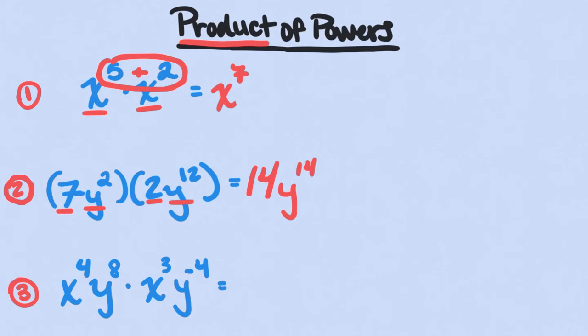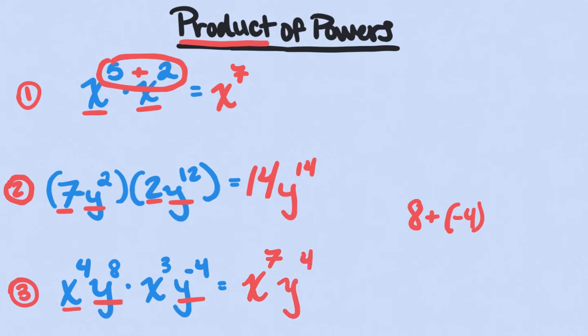And now let's do the last one. So we have x to the 4th power, y to the 8th power, times x to the 3rd power, y to the negative 4th power. So it's important to note, we can't multiply this x with this y. We need to keep the same bases being multiplied together. So we can multiply x to the 4th with x to the 3rd, and that's going to give us x to the 7th power. Now we do y to the 8th times y to the negative 4th. Well, we threw in that negative there, so again, we have to add our exponents. So we do 8 plus negative 4. So what is 8 plus negative 4? Well, that's going to give us y to the 4th power.